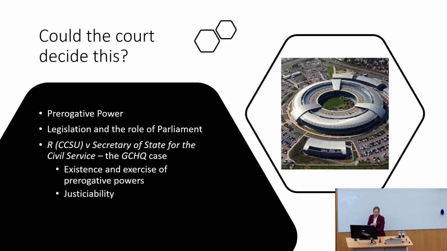So, but the trade unions said, but freedom of association would mean we should be able to have trade unions there, because GCHQ is an employer. So why can't we have trade unions in the same way we can have trade unions in other situations? So this was what we were trying to work out in the GCHQ case.